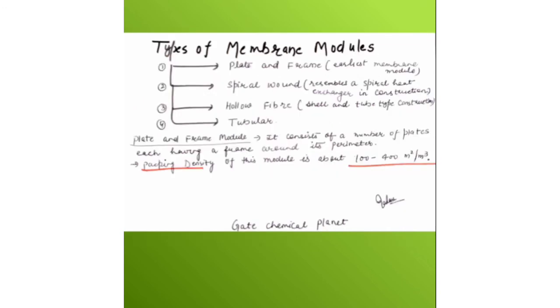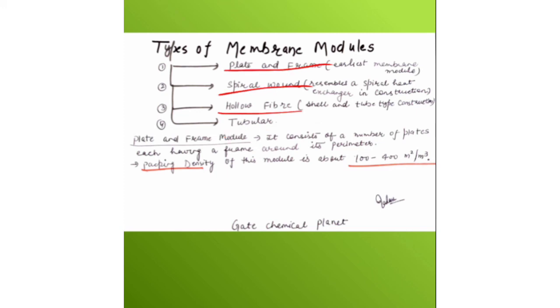Okay. So here we will discuss the types of membrane modules. There are four types of membrane module. First is the plate and frame, second is the spiral wound, third is the hollow fiber module, and last is the tubular. We will discuss three types of module in more detail.